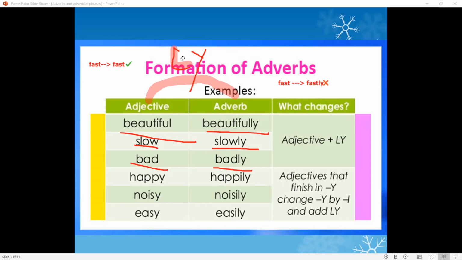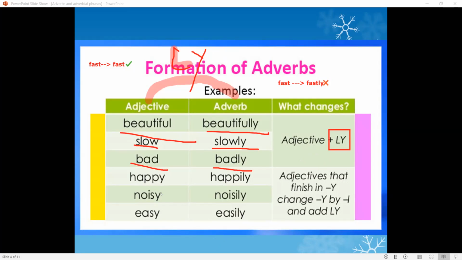Moving on. So what changes happened here in beautiful, slow, and bad to beautifully, slowly, and badly? Nothing has changed except that I only added, what did I add? Think. We just added ly, and it's called a suffix. All right. I hope you're following.